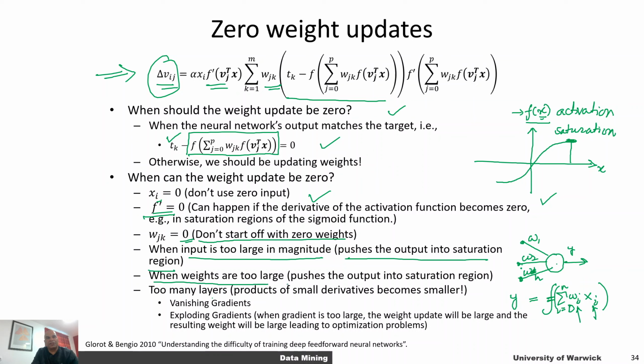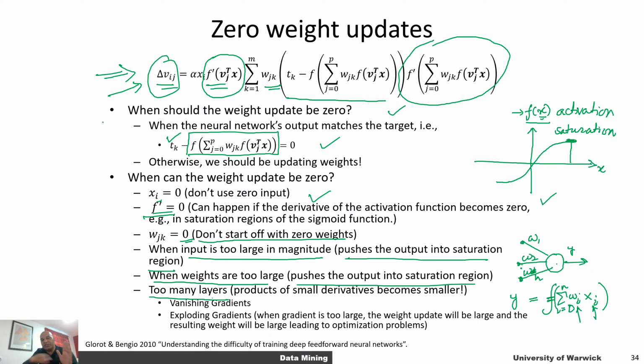When weights are too large, similarly, we shouldn't have too large weights to begin with. If you have too many layers, so let's say if you have one hidden layer, you see that there is a product of derivatives going on. There's a derivative over here, and then there is a derivative over here. So if one of those derivatives is small, or if both of those derivatives are small, their product is going to be even smaller. That's simple arithmetic, right? And your weight update is going to be smaller.